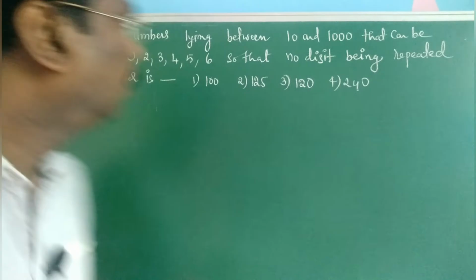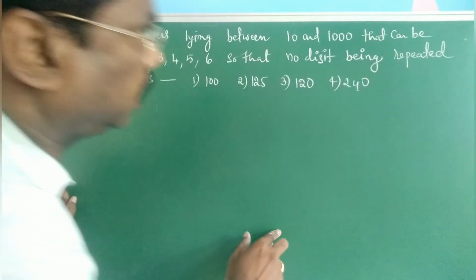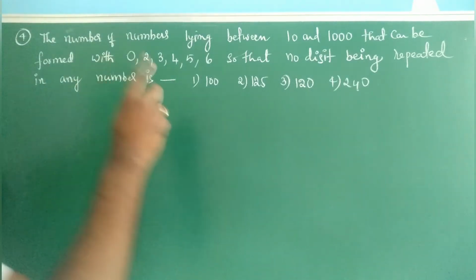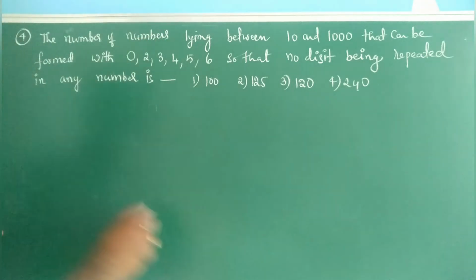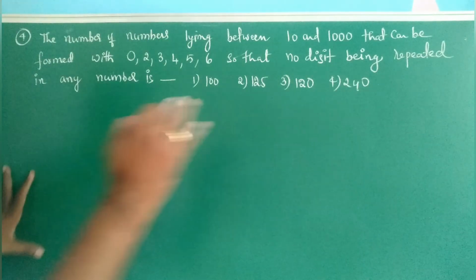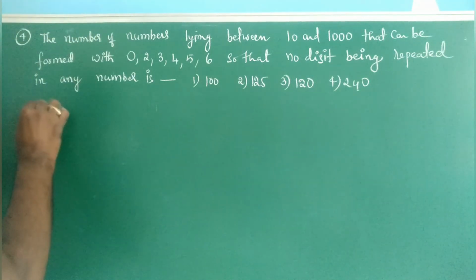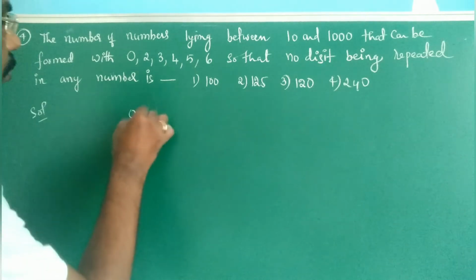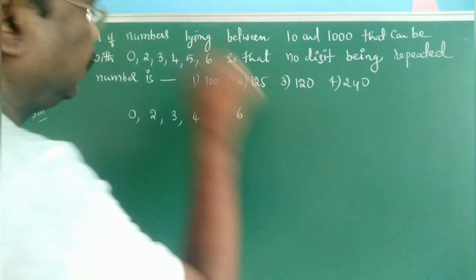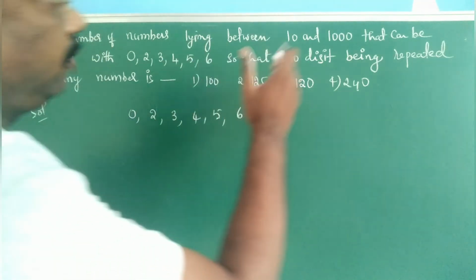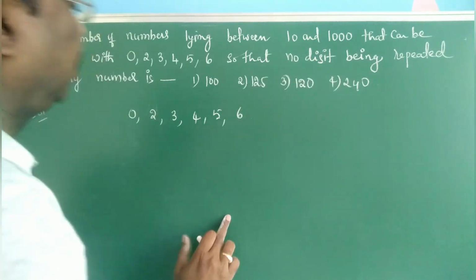Next one, the number of numbers lying between 10 and 1000 that can be formed with 0, 2, 3, 4, 5, 6 such that no digit is repeated in any number. No digit being repeated means repetition is not allowed. Now your given digits are 0, 2, 3, 4, 5, 6. Now between 10 and 1000 means 2-digit numbers and 3-digit numbers.